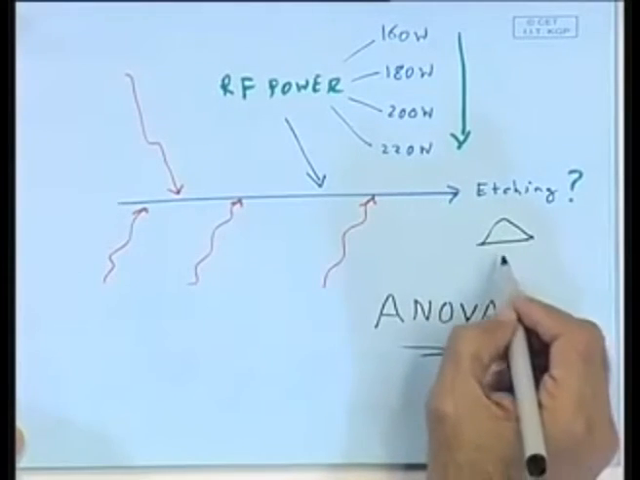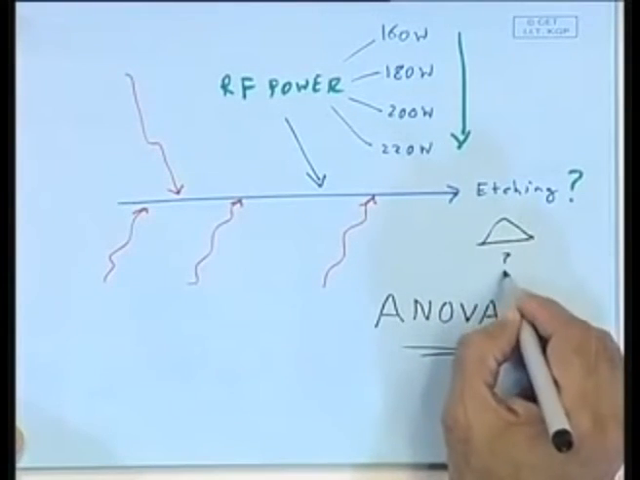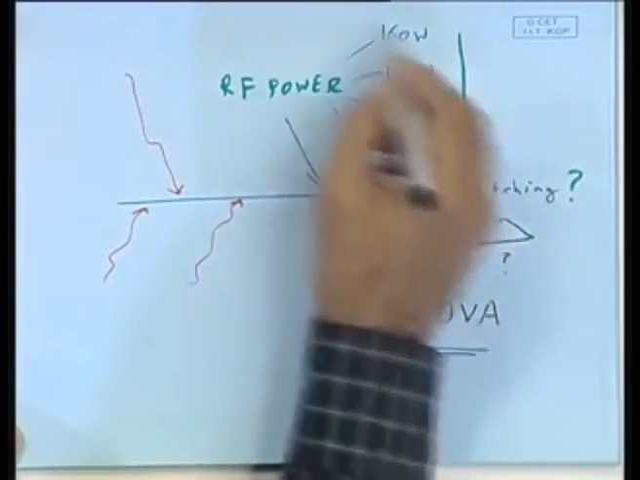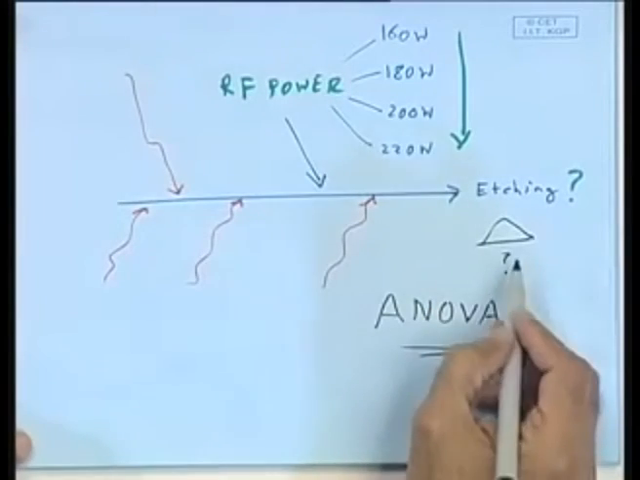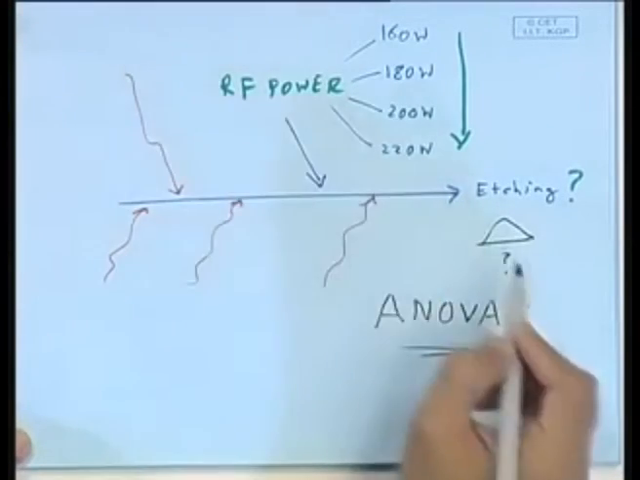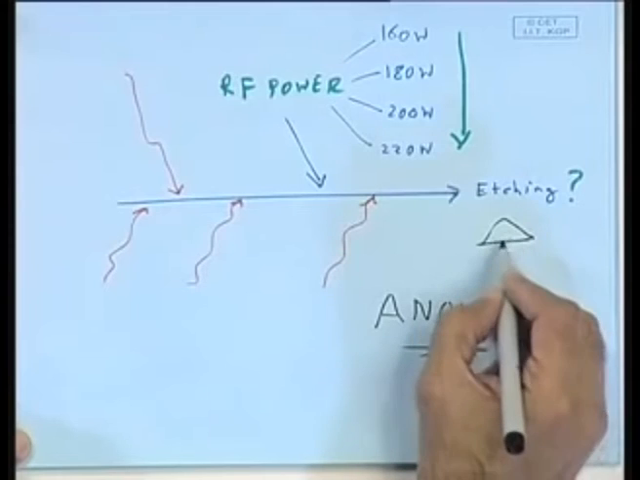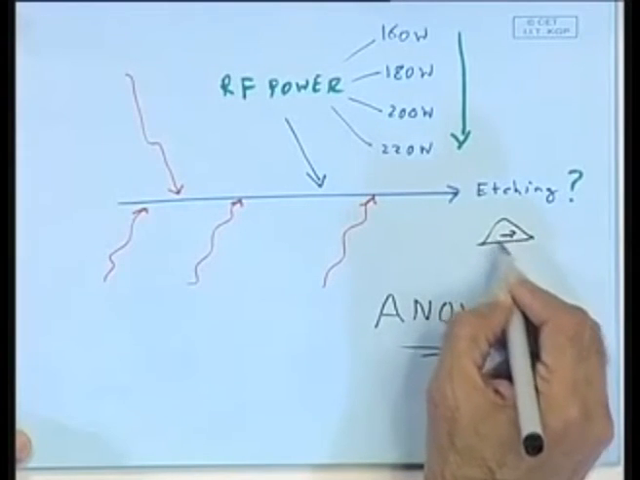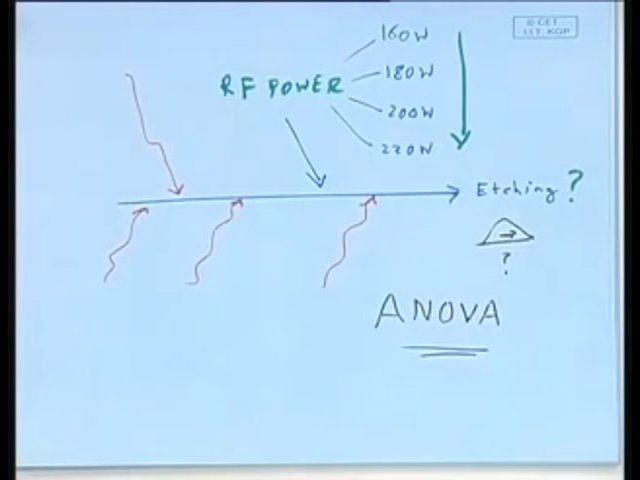And I would like to be able to tell that. I'd like to be able to tell this, in fact, in the presence of noise. I'd like to really know whether changing RF power really has an effect. Does it shift the process in any way? Does it shift that etching response in any way?